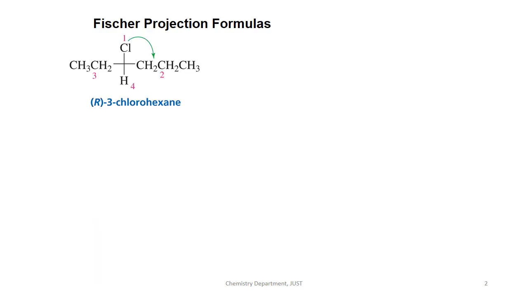For example, in this case, we have this compound. We have number 1 chlorine, number 3 methyl, number 2 propyl, and number 4 hydrogen. So now number 4 is in the bottom, which means the rear side. So we can take the configuration. It is going from 1 to 2 to 3. This is R.